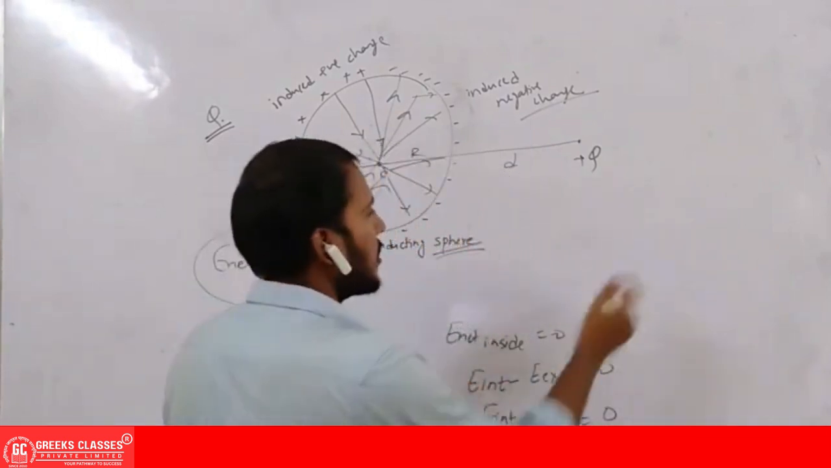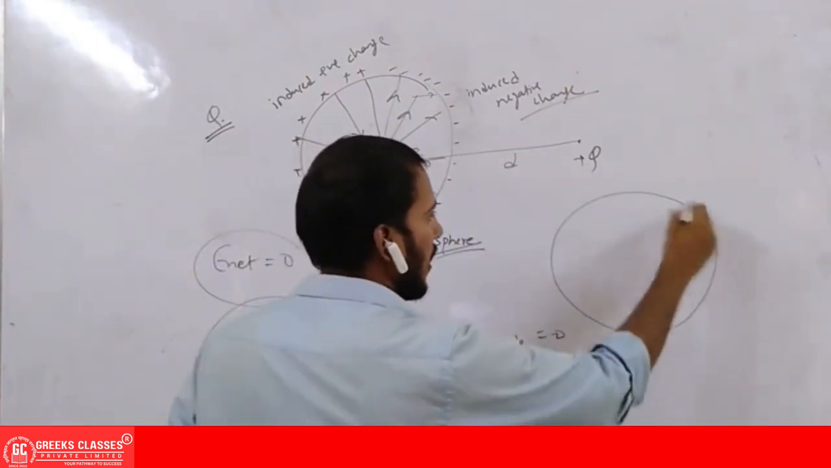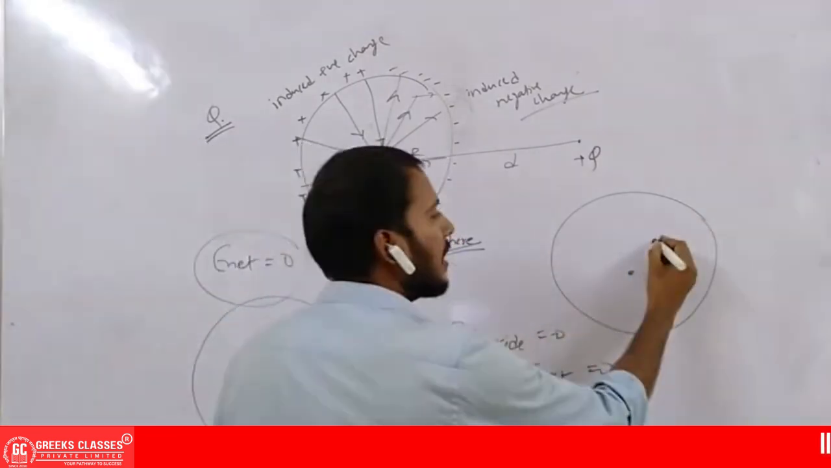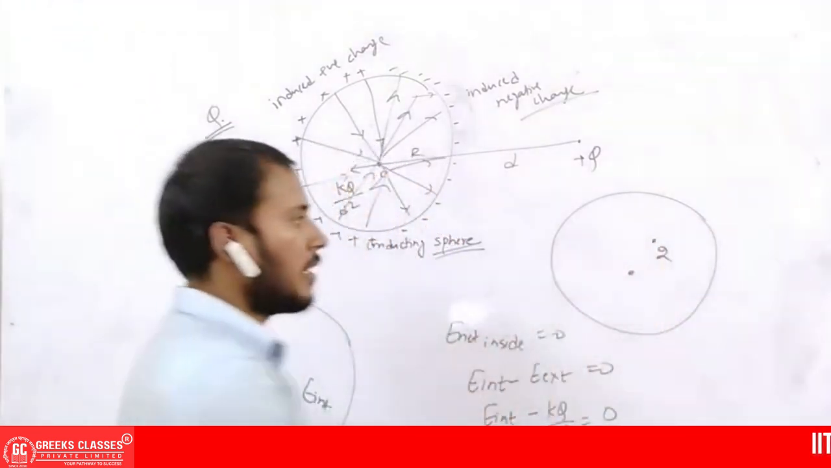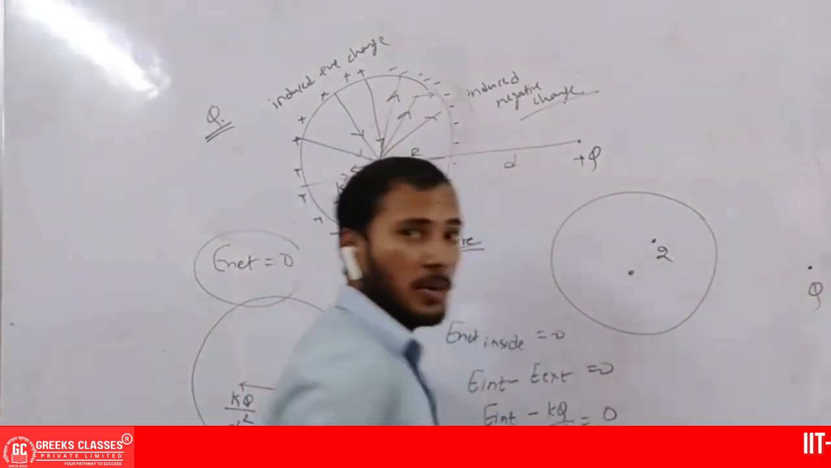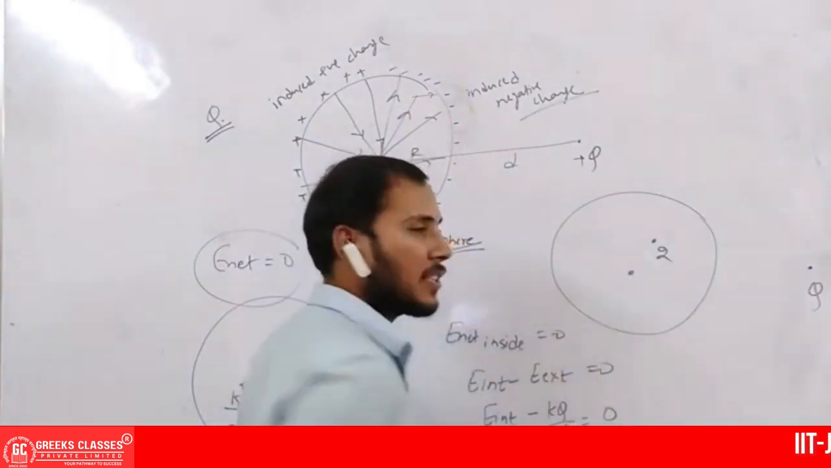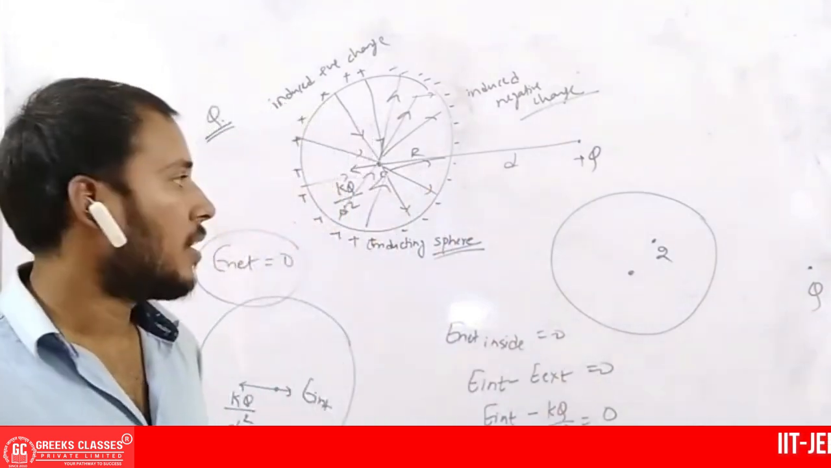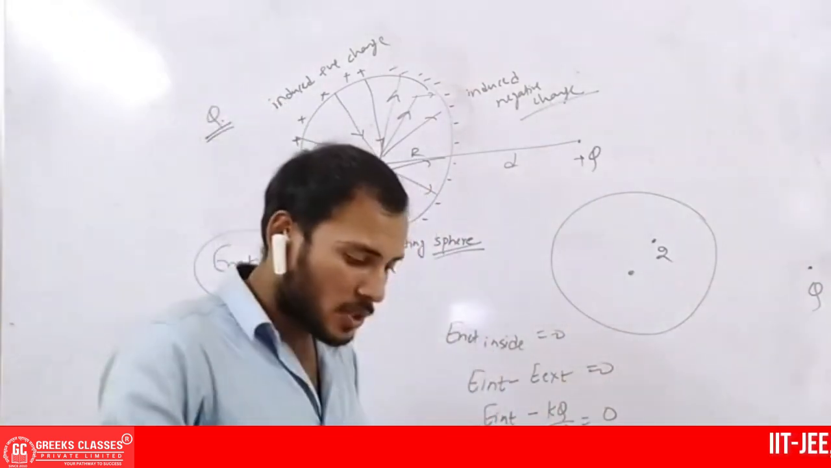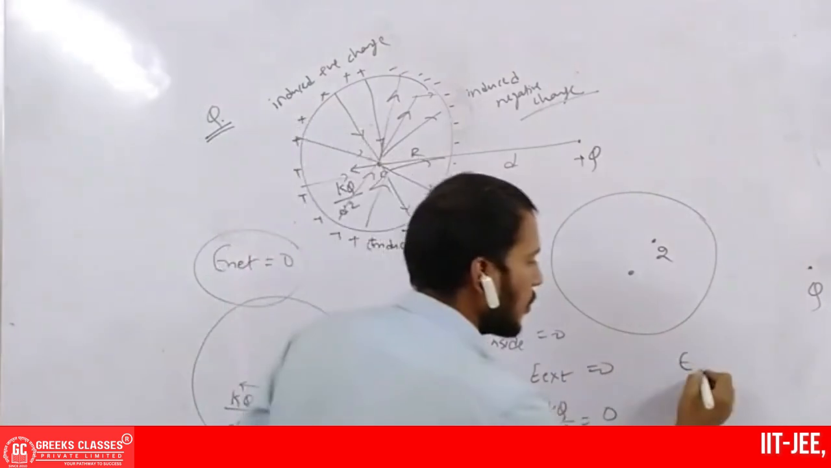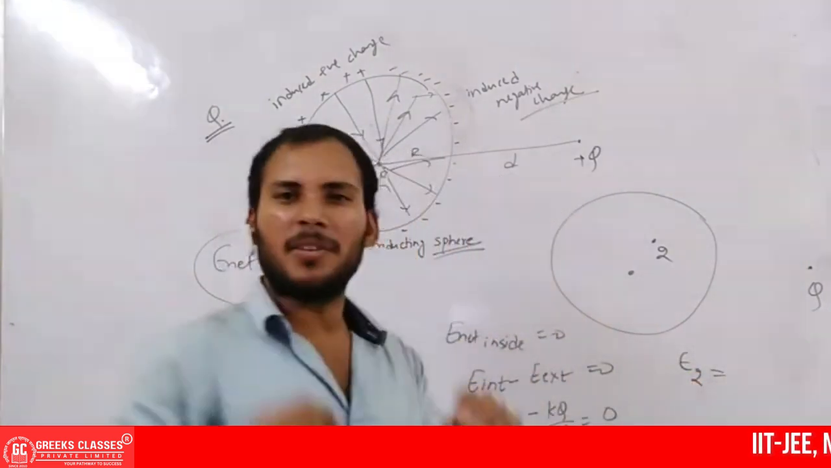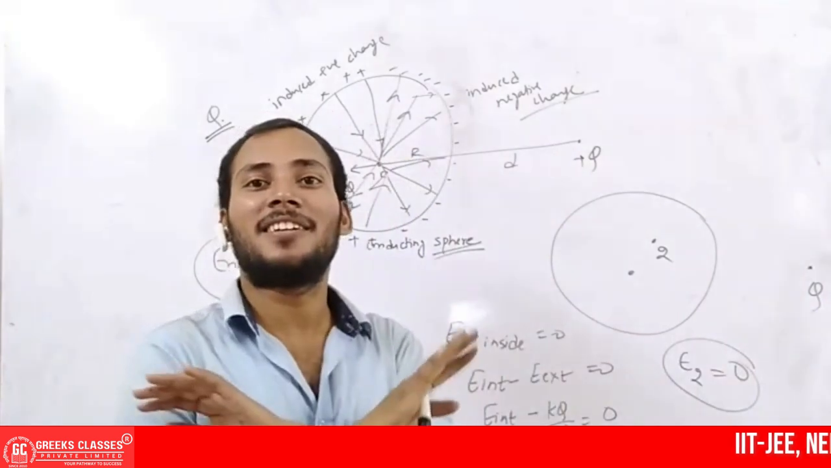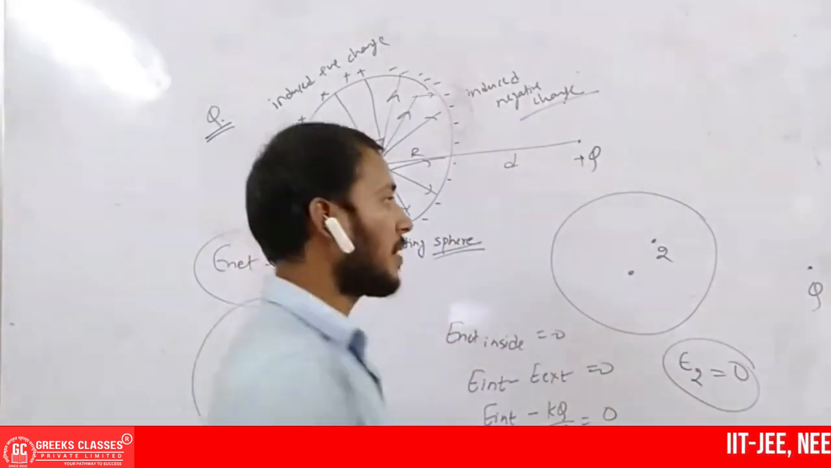If someone asks, okay, at the center you told that electric field is 0, what about this point? Let us say this point is point 2. There is the charge q, and due to the charge q an electric field will be produced at point 2. What is the electric field at point 2? You will say with full confidence, sir, 0. Why? Because inside a conductor there cannot exist any electric field.